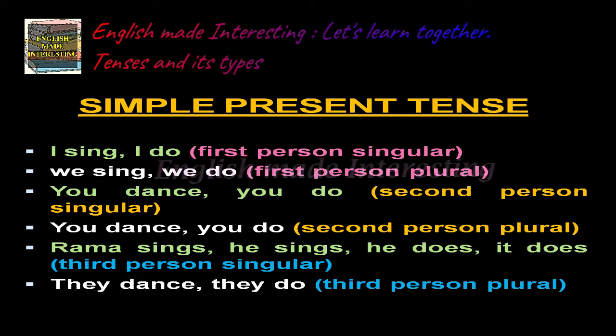Now look at the next example. Rama sings, he sings, he does, it does. All these are third person. It refers to the third person, and it is singular. They dance, they do. It is third person plural.